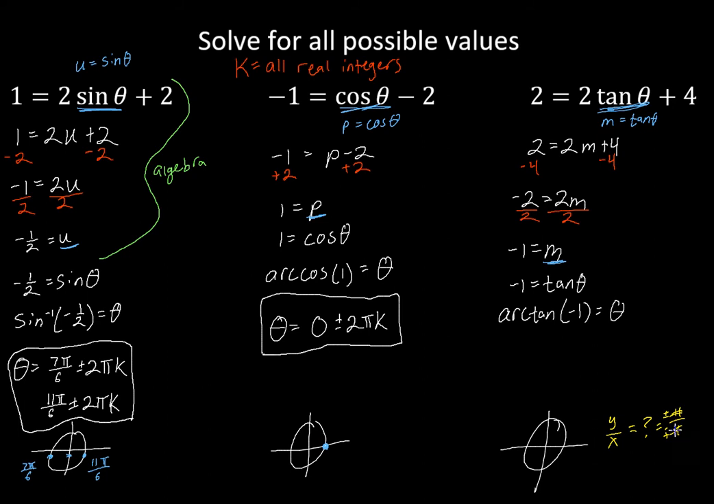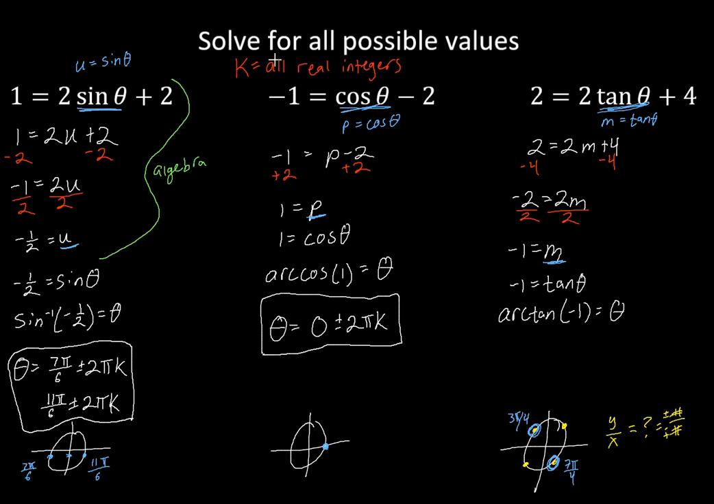So where do you find the same x and y values? That happens at all of your pi over 4s. Where do you find them that have opposite signs? Well, that only happens right here and right here at 3 pi over 4 and at 7 pi over 4.